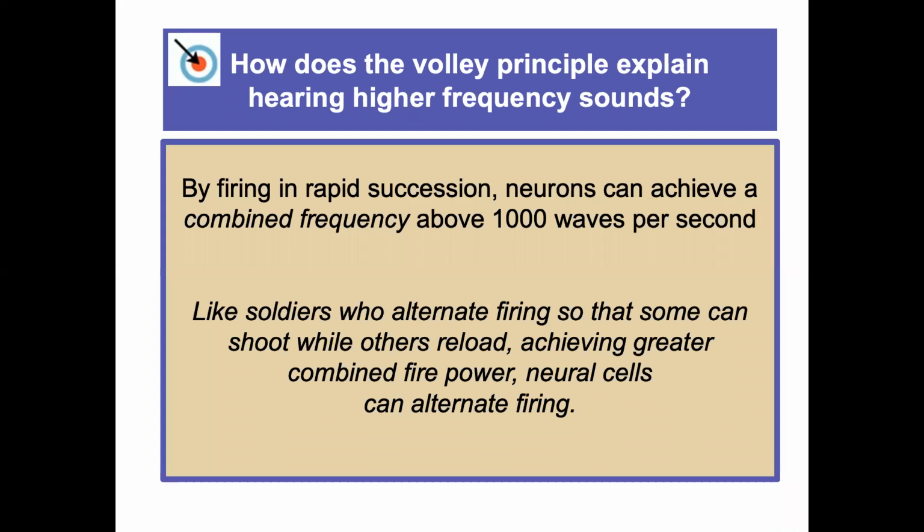In terms of the volley principle, we can only process sounds up to a certain pitch and frequency. So by firing in rapid succession, neurons can achieve a combined frequency above 1,000 waves per second. Like soldiers who alternate firing so that some can shoot while others reload, achieving greater combined firepower, neural cells can also alternate firing.